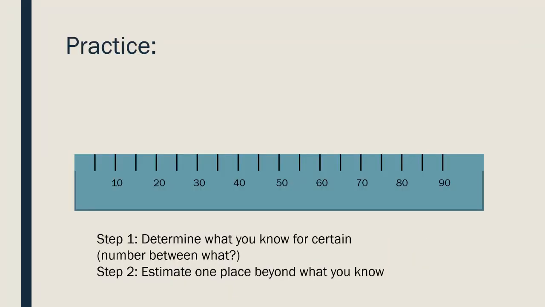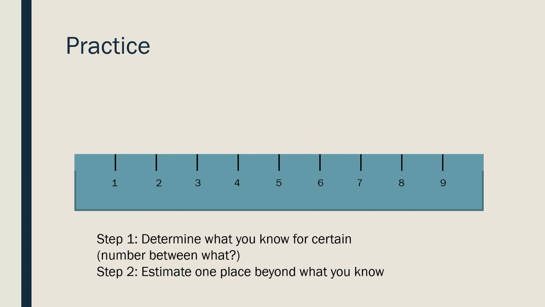Okay, so here's some practice. Remember, you've got to determine what you know for certain first, and then you're going to estimate one place beyond what you know. So if we had this and that landed there, we know for certain this is between 50 and 60, so this one must be 55, right? So we know it's between 50 and 55. So we can say for certain the 50. The next thing we're going to do is guess. So I could say 52. You could say 53, 54, whatever you want. But this is going to have two significant figures. You can't go beyond the ones digit because this ruler is already having you guess that 2.